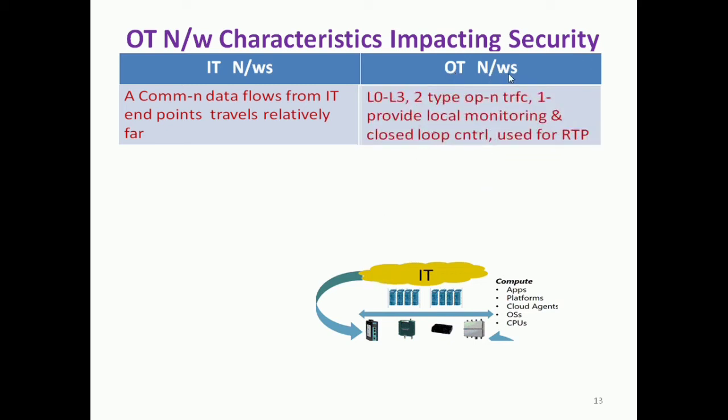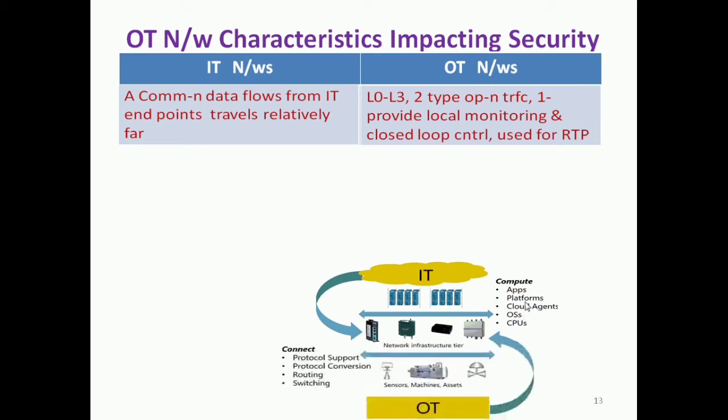So operational technology, that is IoT, L0 to L3, that is level 0, level 1, level 2, level 3, we can observe two types of operation traffic. The first one provides the local monitoring and closed loop control used for real-time processing. That is the first operation traffic. We can observe this in operation technology. We can observe below the IT the connect, protocol support, protocol conversion, maybe IPv4 to IPv6, routing protocols, maybe switching, that could be related to that.